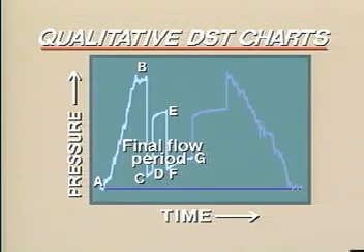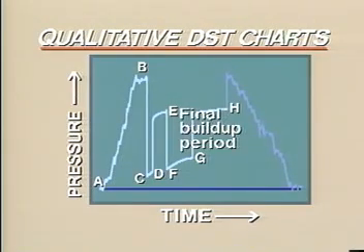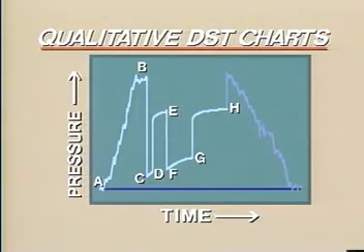At the end of the final flow period, the tool is shut in at point G, and the final buildup period takes place from G to H. The packer is then released at H. The hydrostatic pressure caused by the mud column is again felt by the pressure recorder, and the tool is retrieved from the hole from I to J.